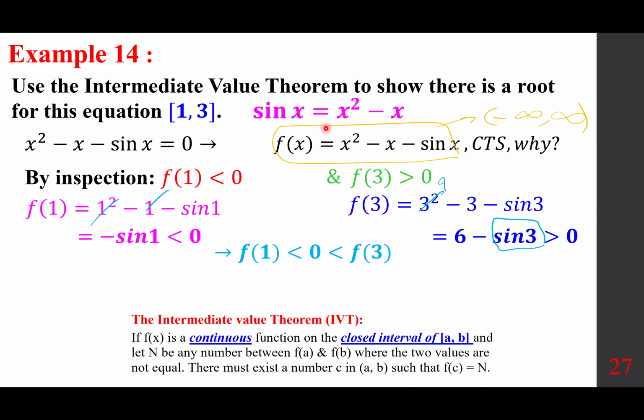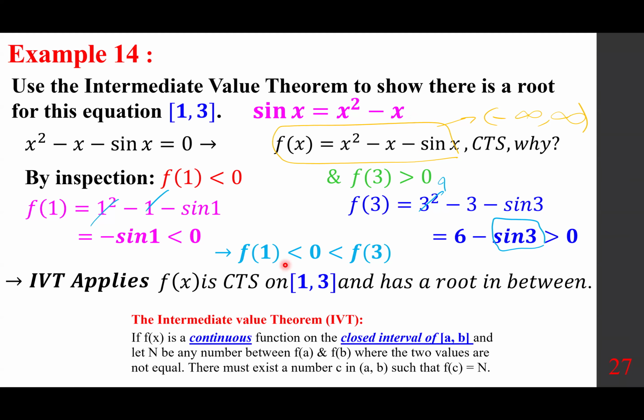So if this has a root, has a 0 somewhere between 1 and 3, as we proved it, in other words, IVT applies because the function was continuous and it was a closed interval. So f of x is continuous on the closed interval of 1 to 3, and has a root in between. So again, the way the IVT is used, you normally deal with it in a manner that you make some value negative, one positive, and it goes through 0.